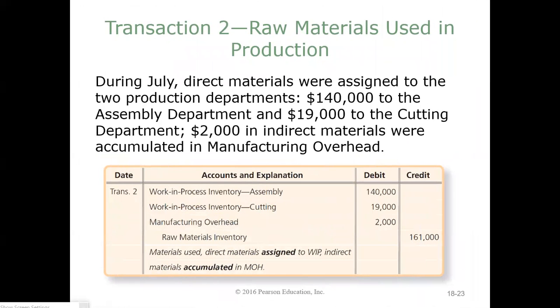During July, direct materials were assigned to the two production departments, 140,000 to assembly, 19,000 to the cutting department. So this is where you're going to get these total costs from. It would tell you this, right? And 2,000 in indirect materials were accumulated in manufacturing overhead. So we debit work in process inventory, assembly, debit work in process inventory, cutting, debit manufacturing overhead, and then credit raw materials inventory. That's the flow from raw materials into work in process.